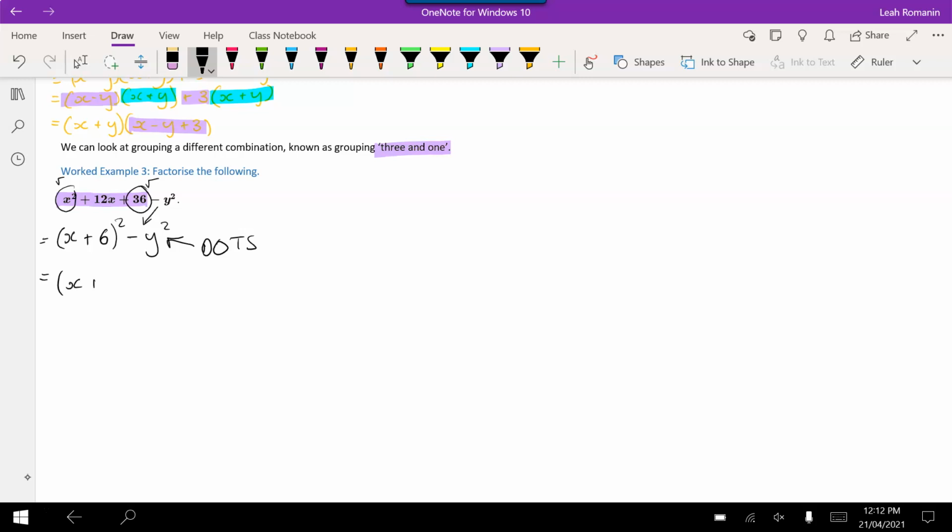So remembering that when I have a difference of two squares, I have a term plus my other term, and then I have my first term, which is x plus 6, minus my second term. So my first term of x plus 6 stays the same, and then my second term of y stays the same, but I've got a plus and a minus in between the two of them.